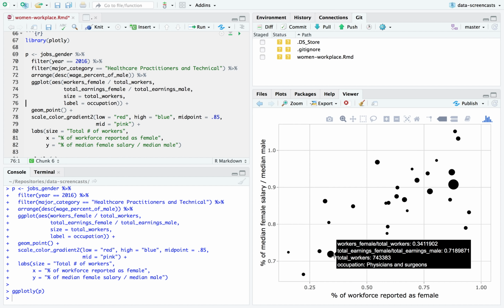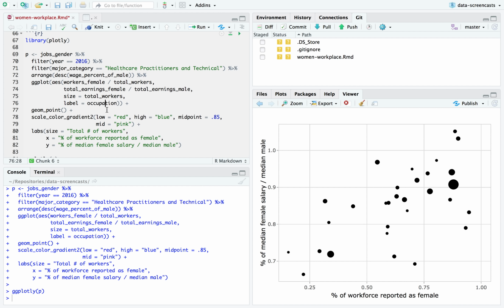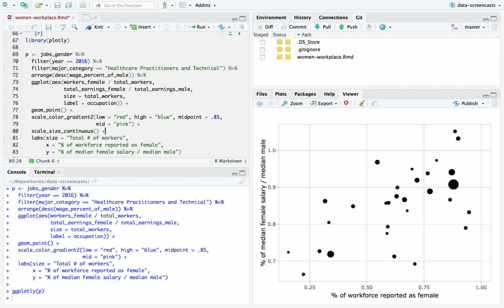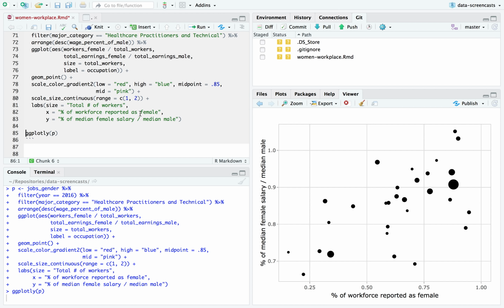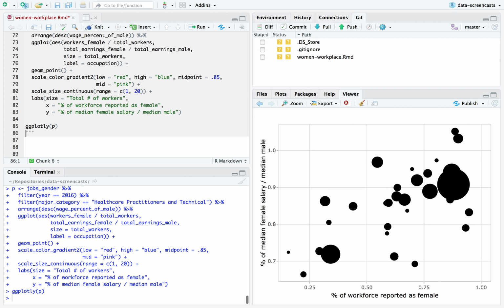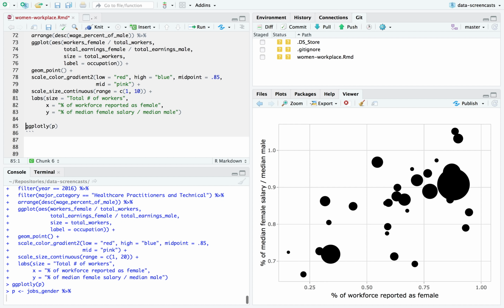I don't think I need a log scale on size necessarily. Okay. In fact, I might though want the size to be a bit bigger. I might want to say scale size continuous. So there's this field range, which by default I believe is 1 to 6. If I said 1 to 2, all my points would end up being basically the same size. If I said 1 to 20, now the points are very different sizes. 1 to 20 is too much. But I might want 1 to 10.